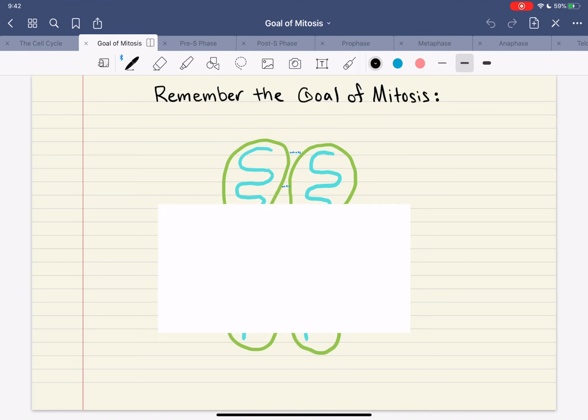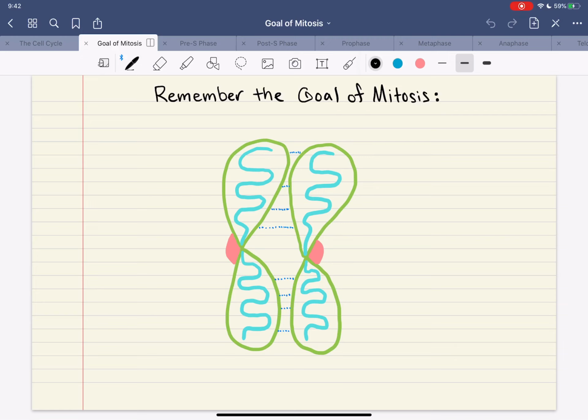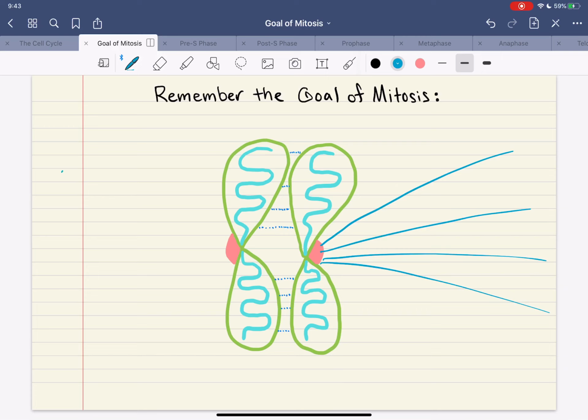But before we do so, I just want to remind you again of the overall goal of mitosis. And that overall goal is to pull apart each pair of sister chromatids. So basically to pull apart a duplicated chromosome so that we can give one copy of each sister chromatid to each new cell. So that's the overall goal. So all of the things that we're going to be doing in prophase and metaphase and anaphase deal with that process.